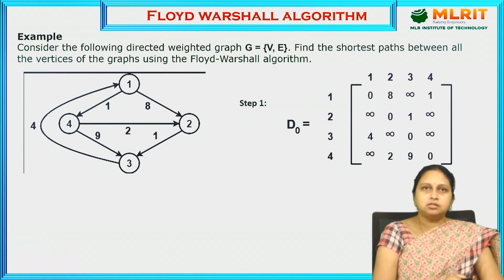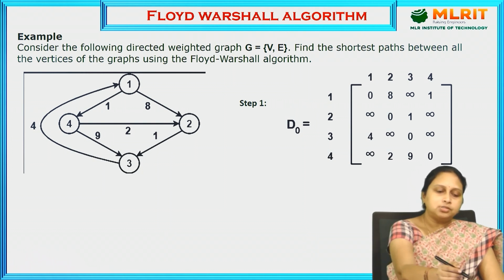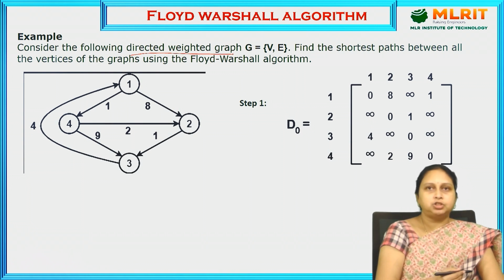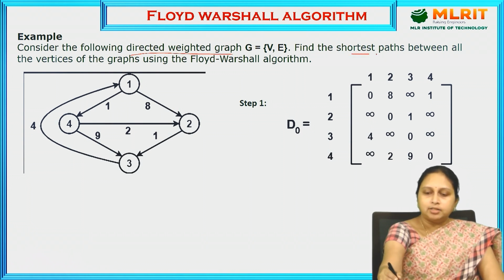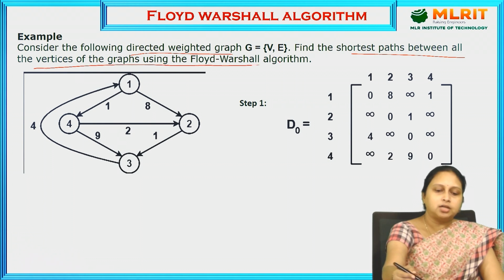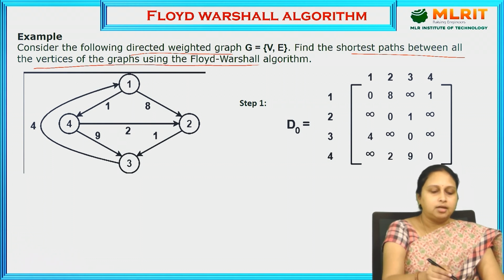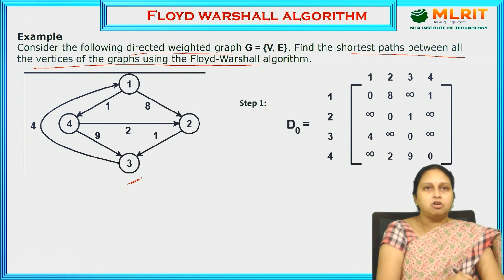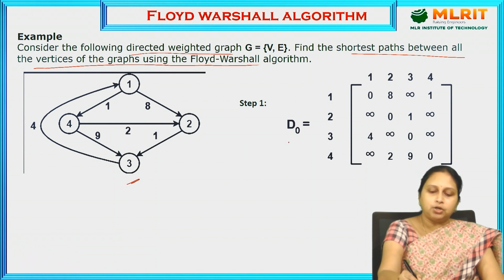Now consider an example of how we can find the shortest path for all the vertices. Consider a directed graph G equal to (V, E), and find the shortest path between all the vertices of the graph using the Floyd Warshall algorithm. This is the graph given. Based on this graph, the first step is that you should not have any self loops or parallel edges. Based on that, construct D naught.